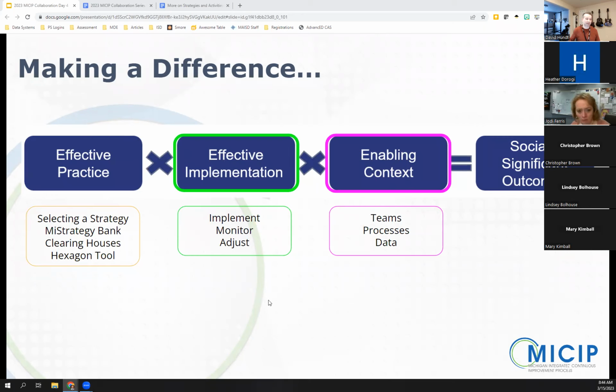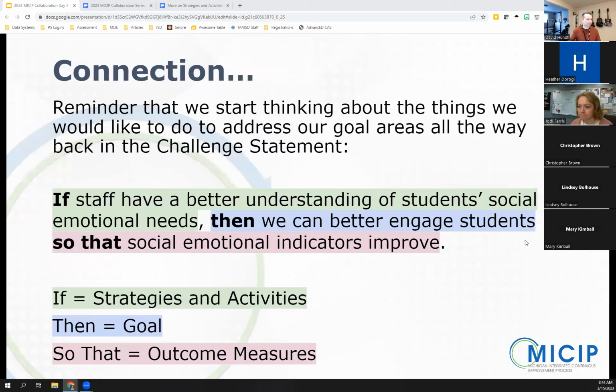You have to have effective practice. You need to be able to implement it well, and you need to have the right context. You have to be in a position for that to be successful. So that's through your team's processes, having the right data. I also wanted to make a connection all the way back to our challenge statements, which I think we talked about on day 2. We really start thinking about what we're going to do to address our goal areas all the way back when we do those challenge statements.